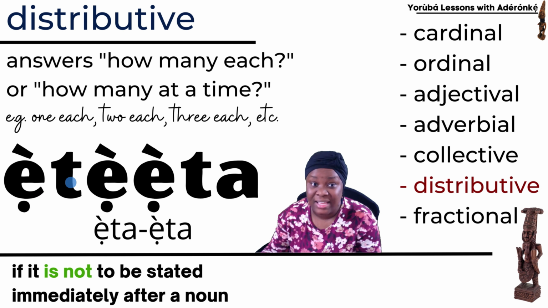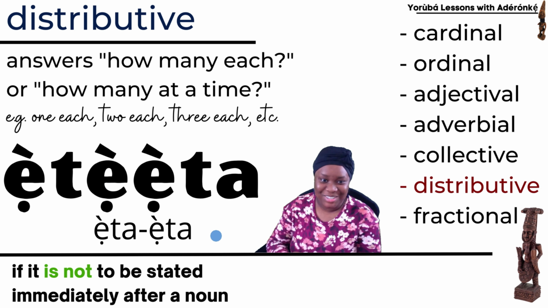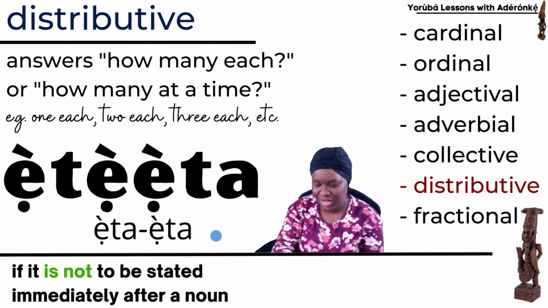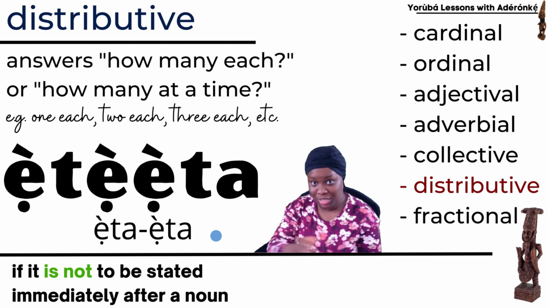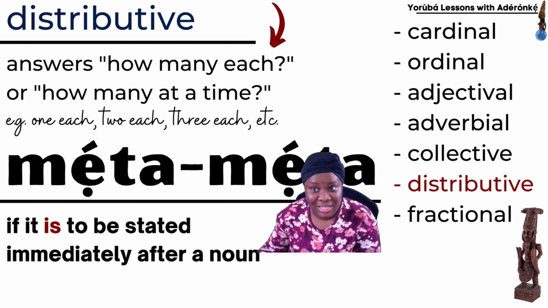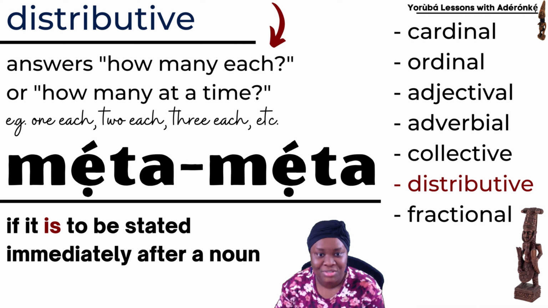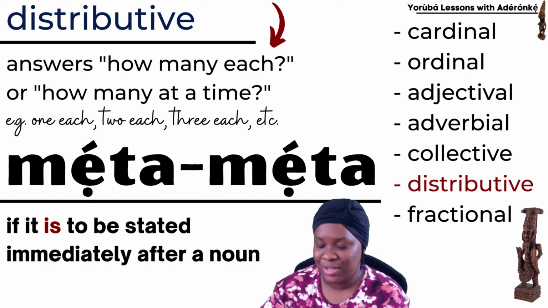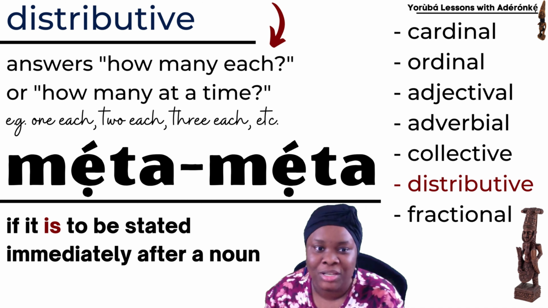Ẹtẹta. 3 each. Ẹta, 3, is really what it is, 3 each. 3 here, 3 here, 3 here, 3 each. Ẹta. If it is not to be stated immediately after a noun. But if it is, it's different. Mẹ́ta, 3. If it is to be stated after a noun, 3 each.